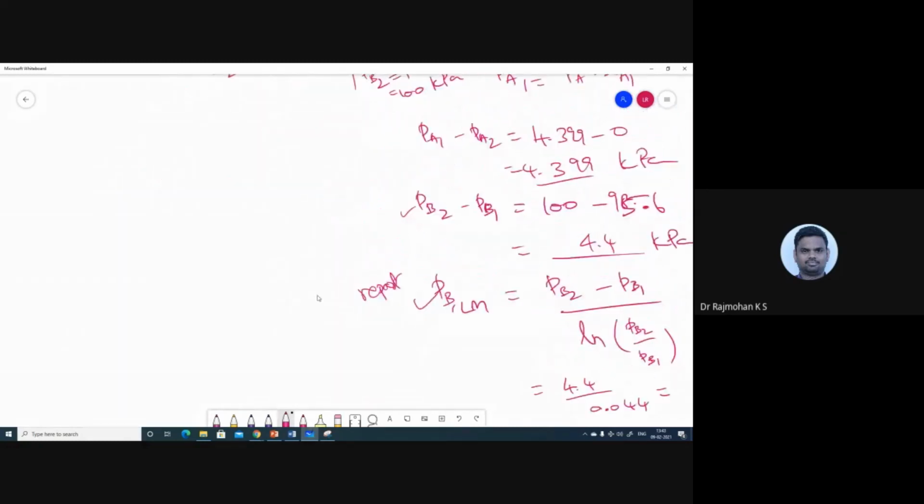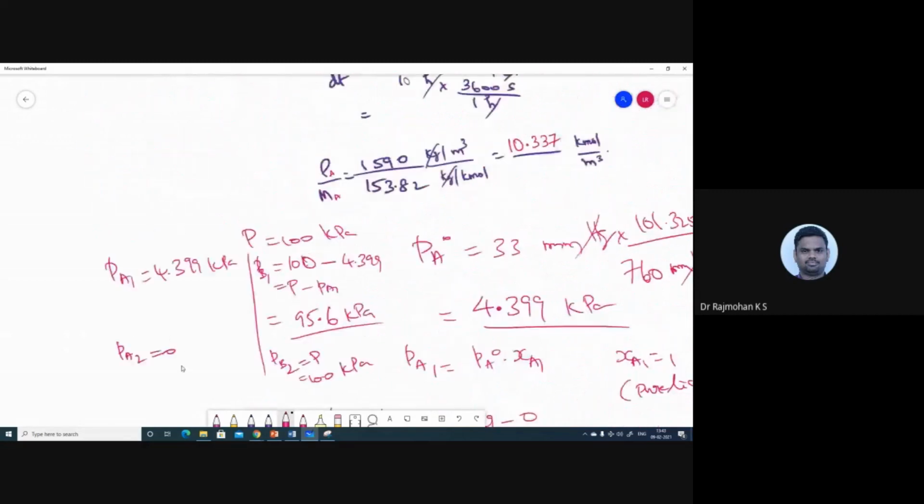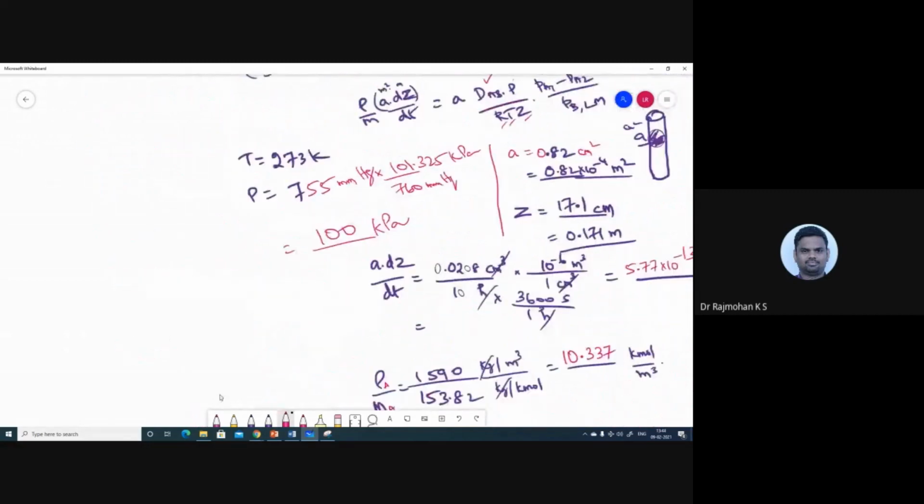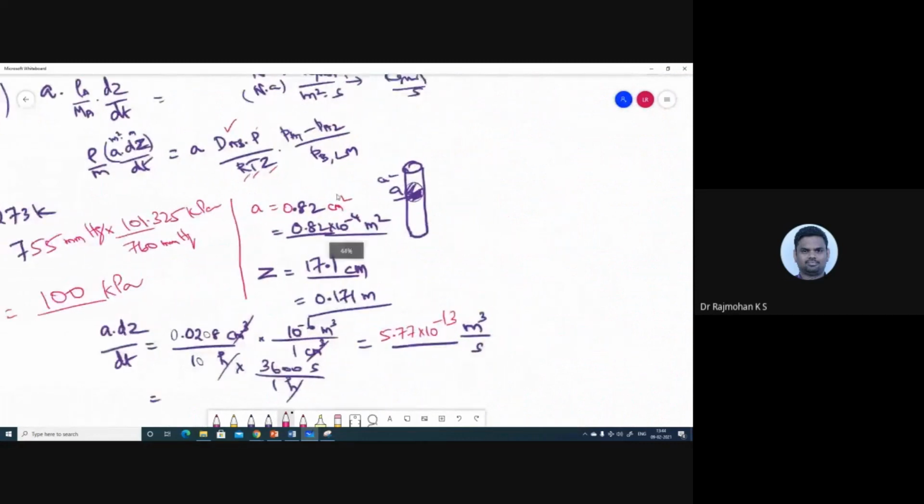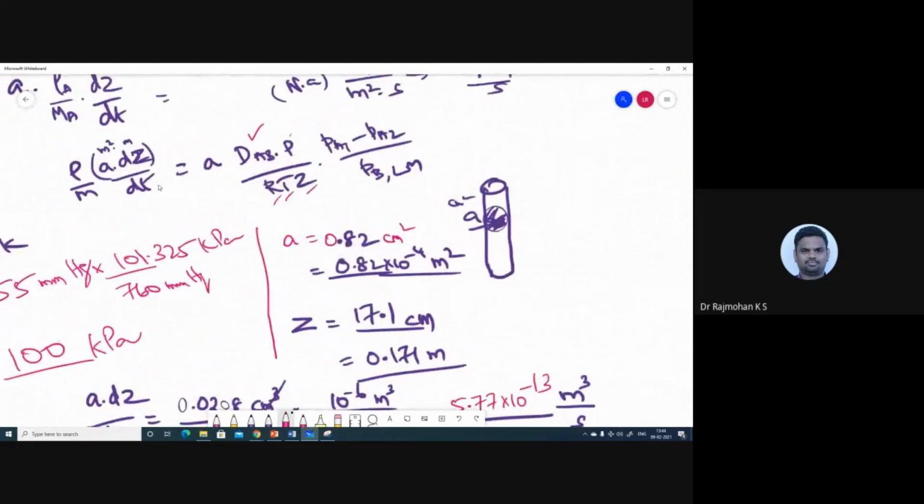Now we can substitute in the equation here. So now you have all the expressions required to substitute here. In this, the only unknown parameter is DAB, right? So we can substitute to get what DAB is here.